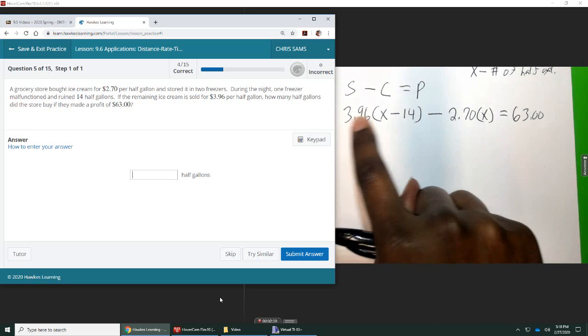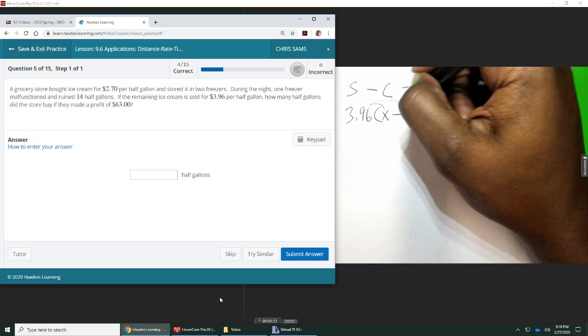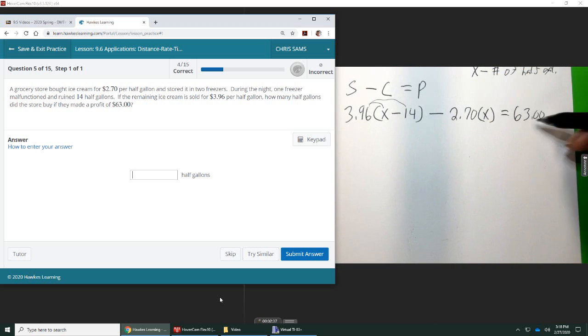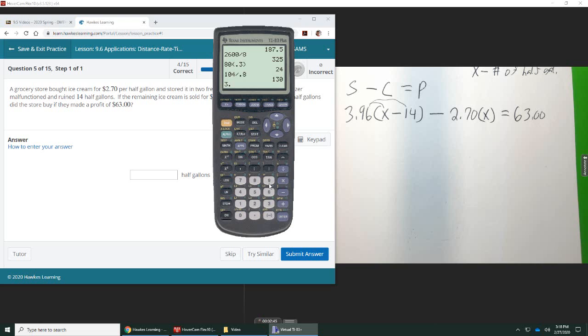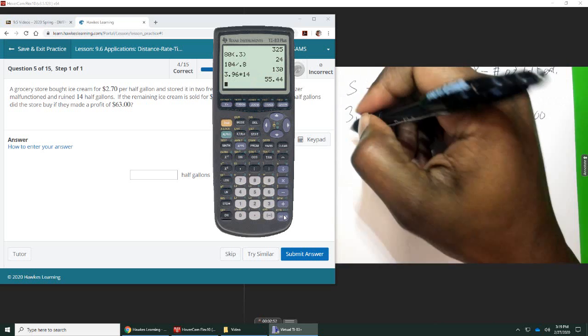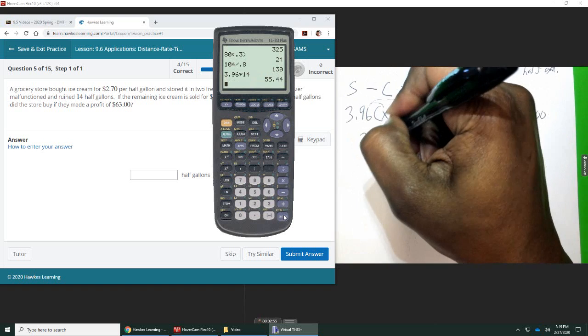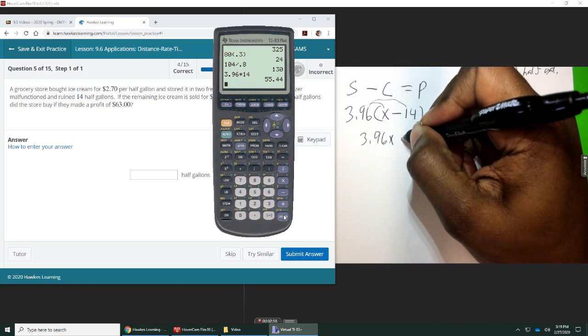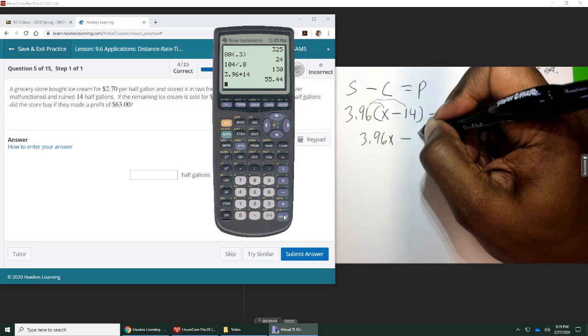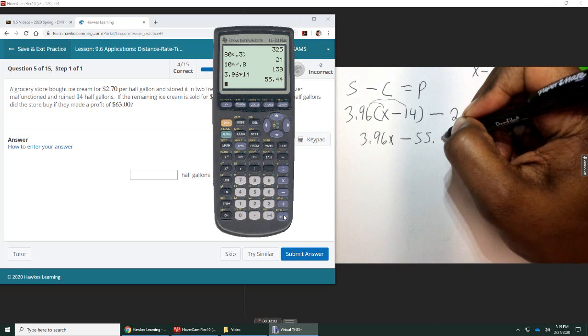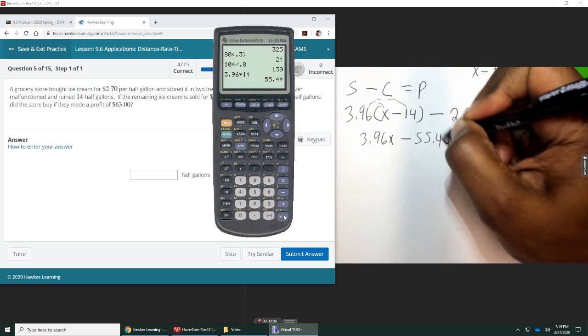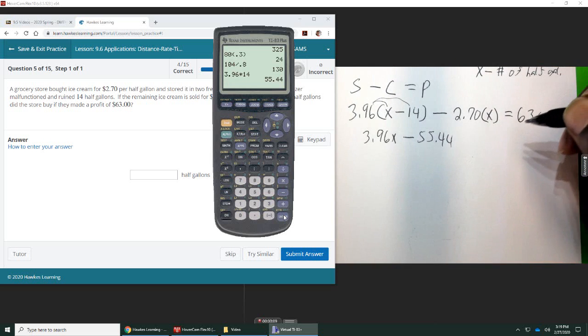So we're going to distribute the $3.96, then combine like terms and divide to solve for x. Let's find out what $3.96 times 14 is, so that's what we need. Okay, so distribute, we get 3.96x, and then distributing, we are subtracting 55.44. This is essentially the amount of money that we lost because we didn't get to sell those 14.